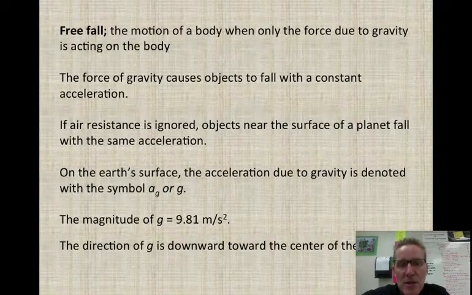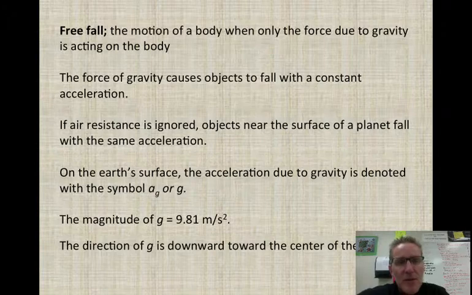On the Earth's surface, the acceleration due to gravity is denoted with the symbol a sub g or just the letter g. The lowercase g is specifically referring to gravity on Earth. So when you hear things like g-forces, they are talking about an acceleration equal to the Earth's gravitational acceleration. The magnitude of g is 9.81 meters per second squared, and the direction of g is downward toward the center of the Earth.